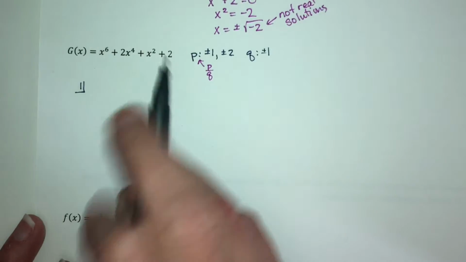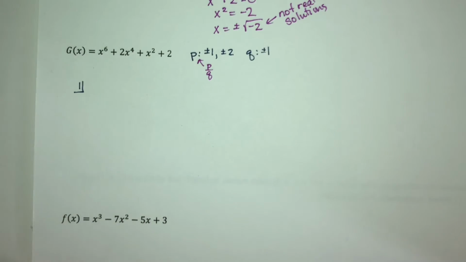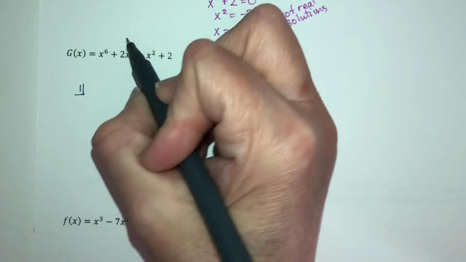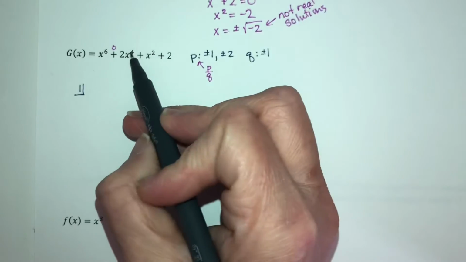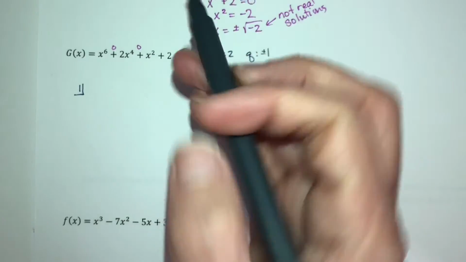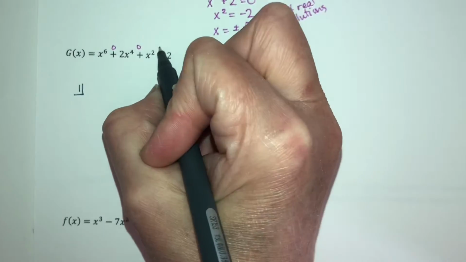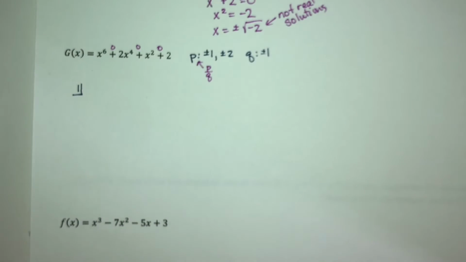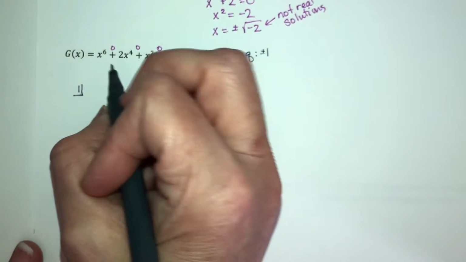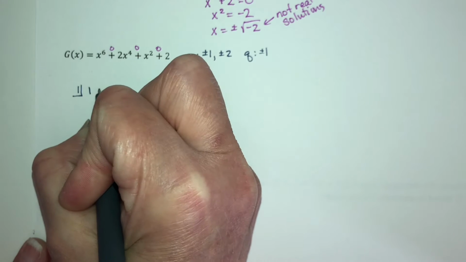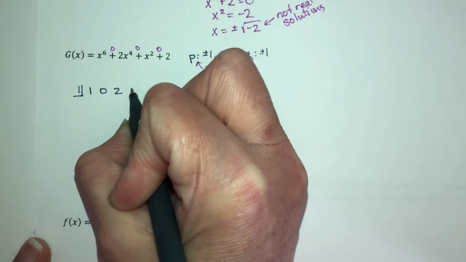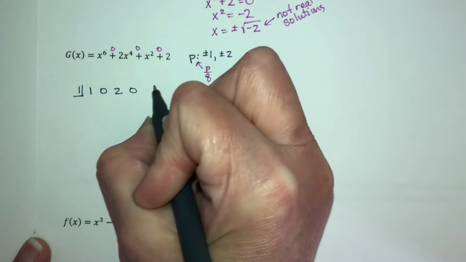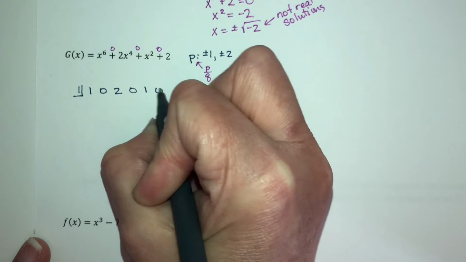Test 1. We do have a bunch of zeros here that I need to plug back in. 6th power, I need the 5th power, 4th power, I need the 3rd power, 2nd, and I also need a 1st power, and then I have a constant. So that's 3 zeros I need to plug in. 1, 0, 2, 0, 1, 0, 2.